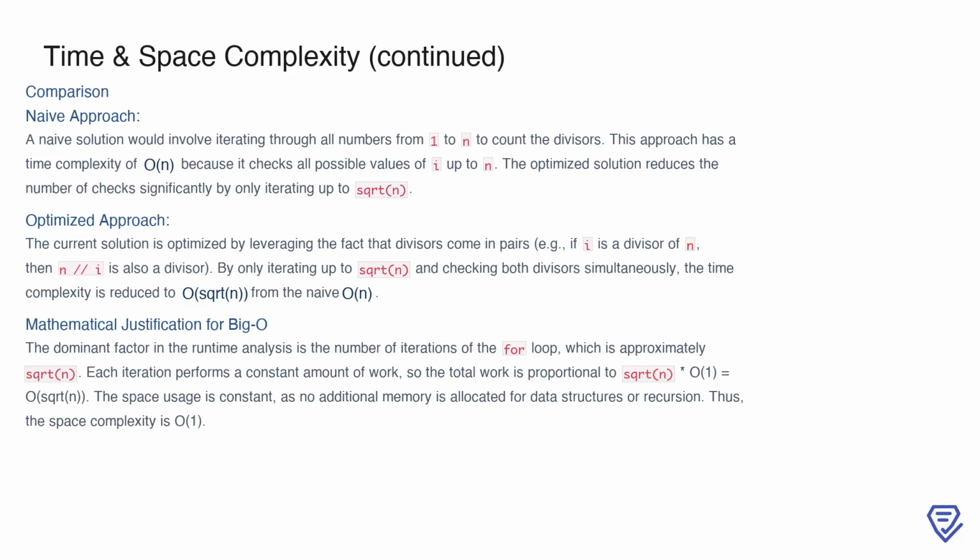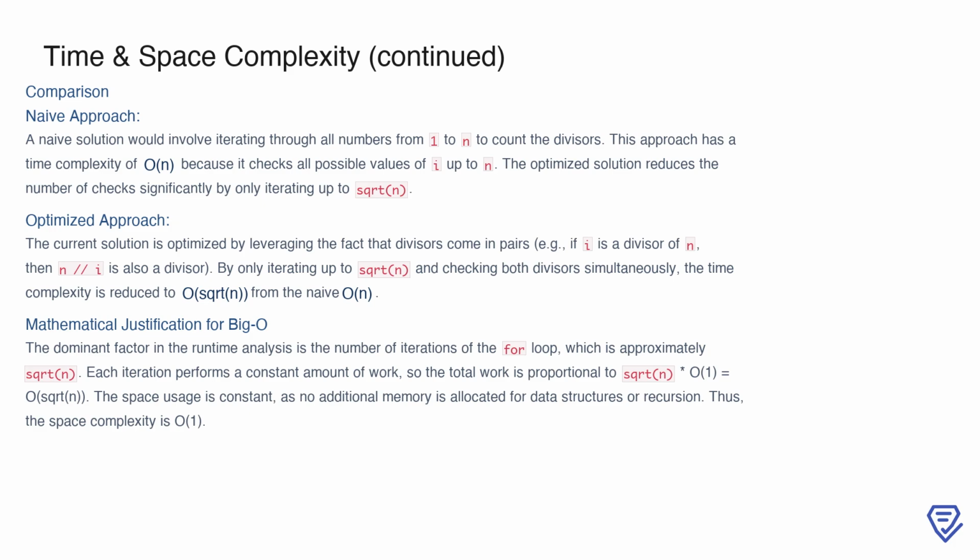In contrast, the optimized approach leverages the fact that divisors come in pairs. If i is a divisor, then n//i is also a divisor, so we only need to iterate up to sqrt n, and simultaneously check both divisors. This reduces the time complexity to O(sqrt n), which is significantly better than the naive O(n).